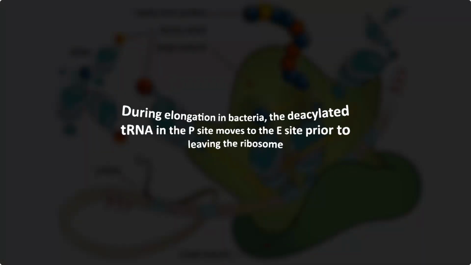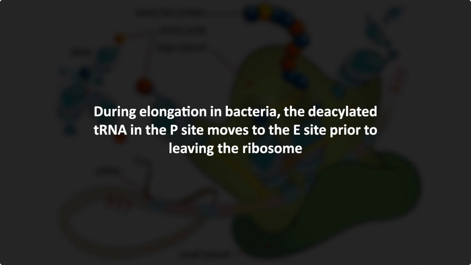Although most codons encode the same amino acids in both prokaryotes and eukaryotes, the mRNAs synthesized within the organelles of some eukaryotes use a variant of the genetic code. During elongation in bacteria, the deacylated tRNA in the P site moves to the E site prior to leaving the ribosome. In contrast, although the situation is still not completely clear in eukaryotes, the deacylated tRNA appears to be ejected directly from the ribosome.